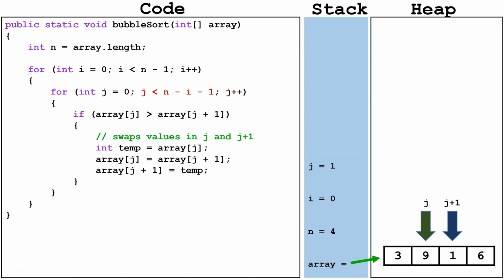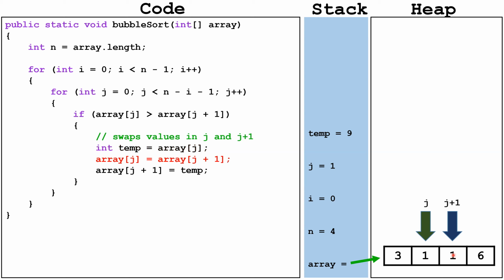So now we're going to check, is j still less than n minus i minus 1? It is, so we continue. So now we're going to again compare, is what's in j greater than what's in j plus 1? Now it is. What's in j is greater than what's in j plus 1. So these two are out of order, so we're going to have to swap them, do this code here. So we start by copying the value from j into a temp variable. So now temp equals 9. Next, we copy what's in j plus 1 into j.